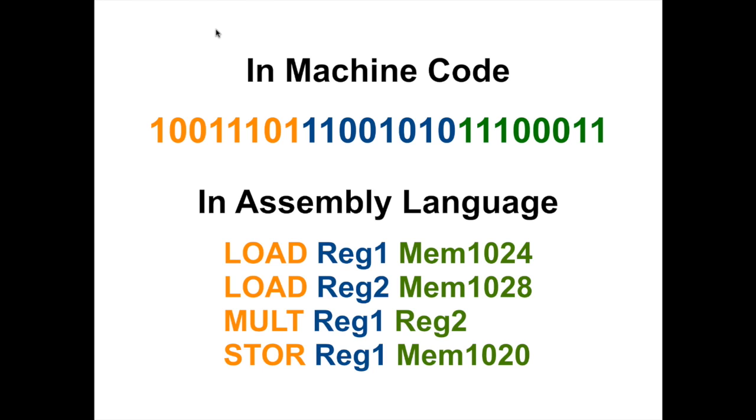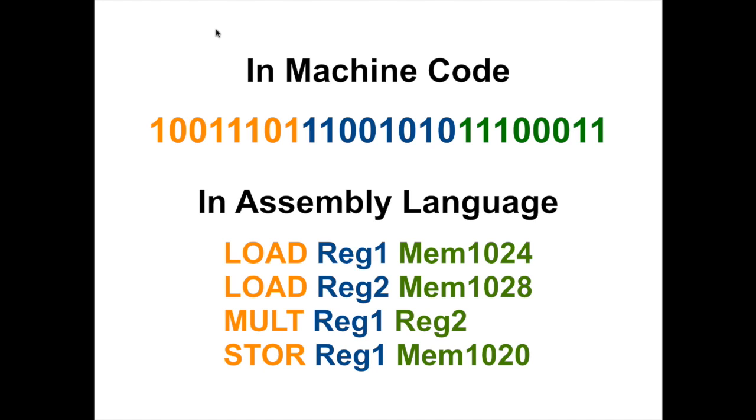But now I can kind of say something that maybe makes a little bit more sense, right? I want you to load into register 1 whatever is in the memory location 1024. And then I want you to load into register 2 whatever is in memory location 1028. And then I want you to multiply whatever's in register 1 by the number in register 2 and put the answer back into register 1. And then I want you to store whatever the contents of register 1 is, the answer from our multiplication, and put that into memory location 1020.